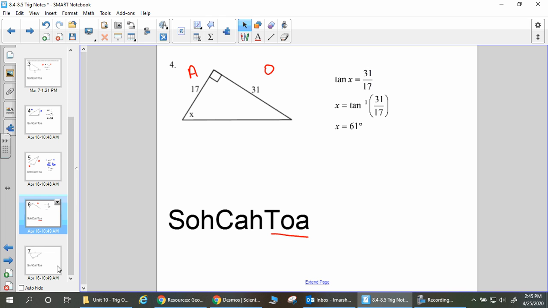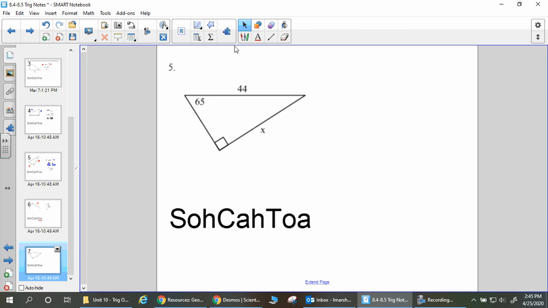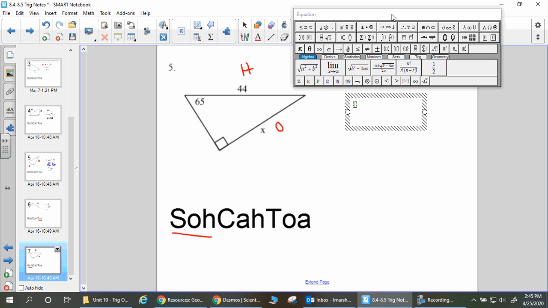Okay. Let's do one more. So labeling our sides, here's my right angle. I go across, here's the hypotenuse. 65 is my angle. I go across, this is opposite. And so that makes my adjacent side empty. Opposite and hypotenuse, that's going to be sine. So this time I'm looking at the sine of my angle, which is 65, equals my fraction. Opposite is x, hypotenuse is 44.